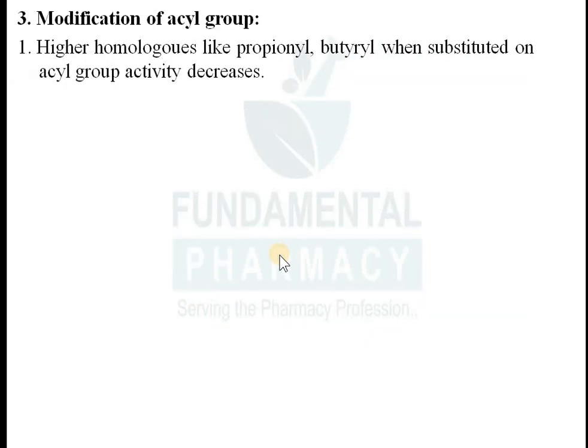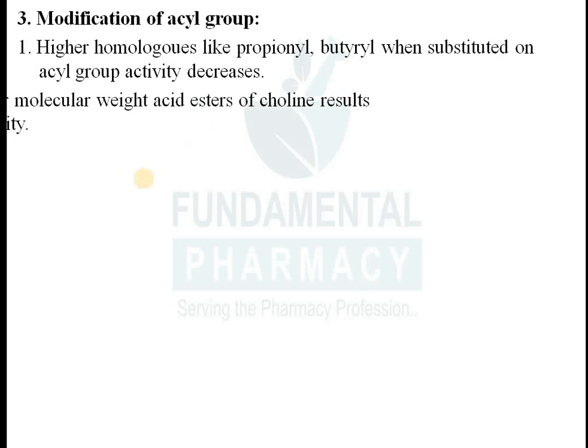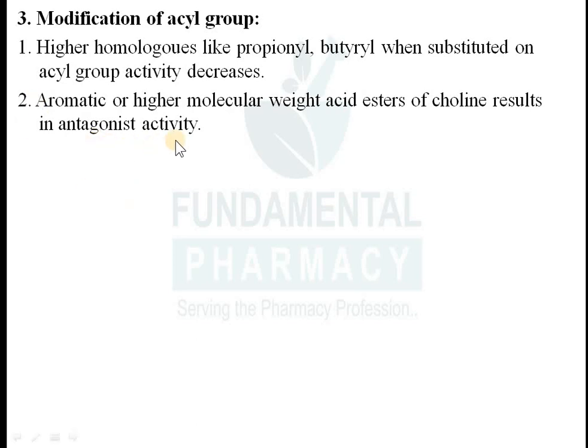Modification of the acyl group, the terminal carboxyl group: higher homologues like propionyl and butyryl groups, when substituted on the acyl group, will cause a decrease in activity. Meaning if you put propionyl or butyryl in place of acetyl, it will not be active or will be less active. Then aromatic or higher molecular weight acid esters of choline result in antagonistic activity. If you put a benzene ring or another heterocyclic ring in place of the methyl group, you will get antagonistic activity.